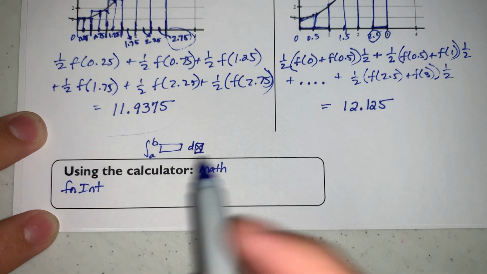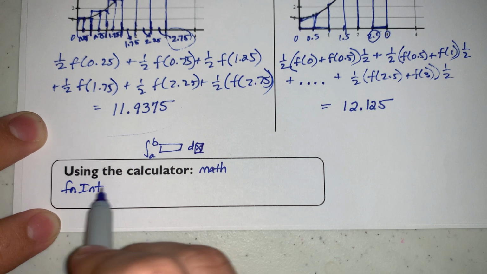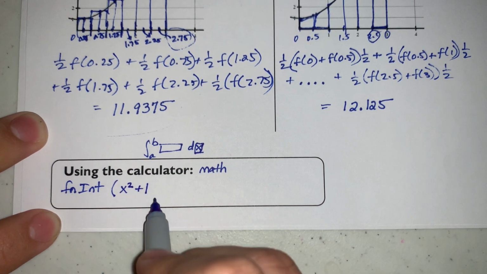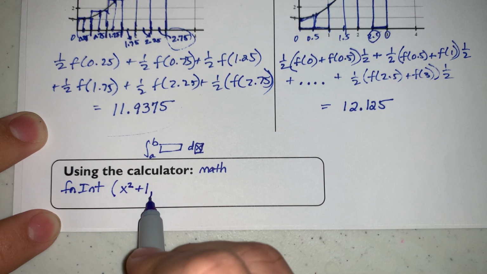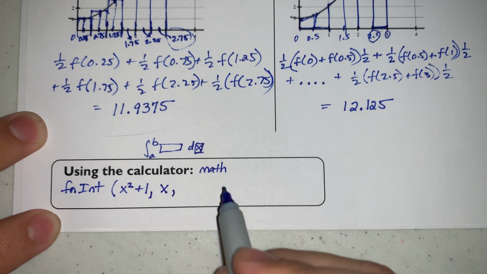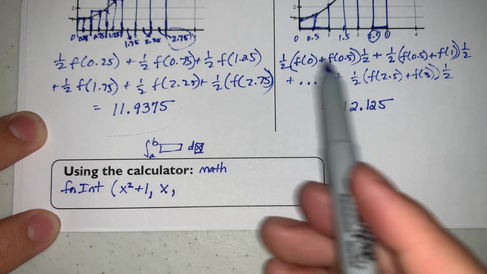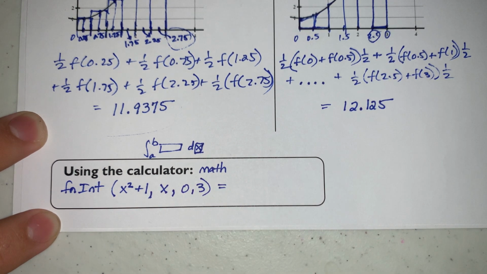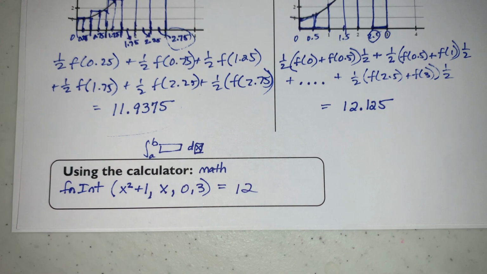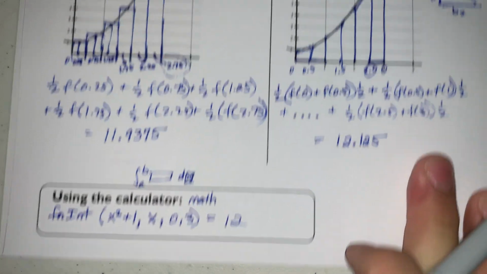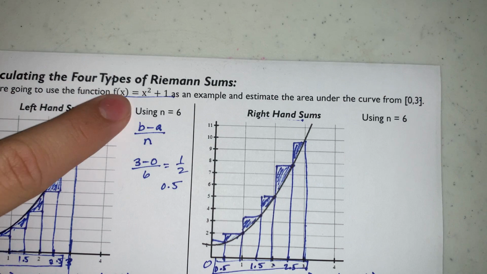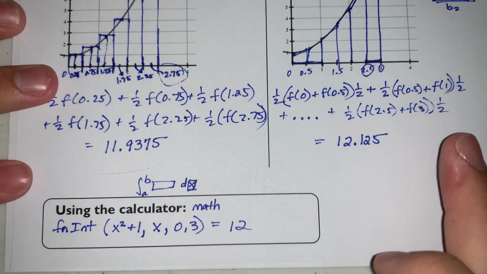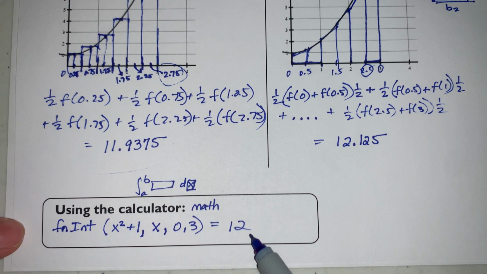My calculator is an old school one, so I have to do fnInt, and then type in my function, which is x squared plus 1. Then you put comma, with respect to x, comma, and then you put in the bounds that you're interested in finding the area under, from 0 to 3. And your calculator will calculate that to be 12. There is definitely a way of doing all of this by hand with rules, and I think in BC, most of you know how to do that already. But that's a good way of checking how to do it on the calculator.